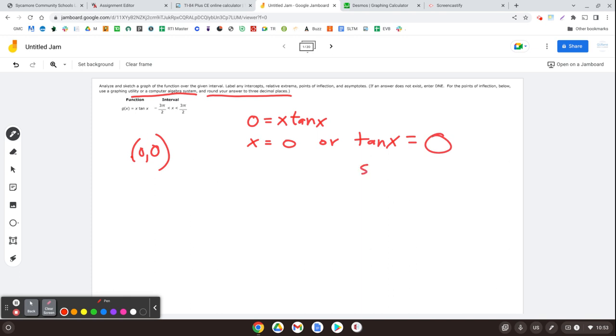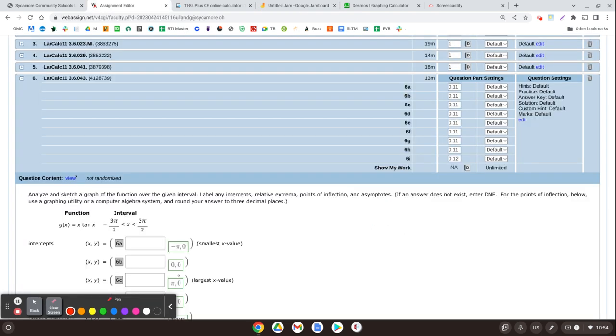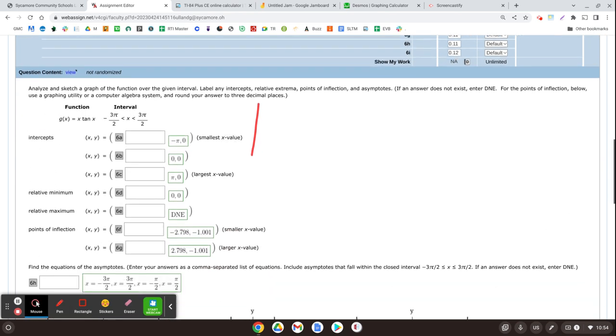Well, tangent of x is sine of x over cosine of x. And this fraction equals 0 wherever the sine of x equals 0. So then I think about, well, where on this interval is the sine 0? Well, that would be at 0, negative pi, and positive pi. Okay, and those are all within those intervals. So that shows you how they got negative pi comma 0, 0 comma 0, and pi comma 0 within those intervals.